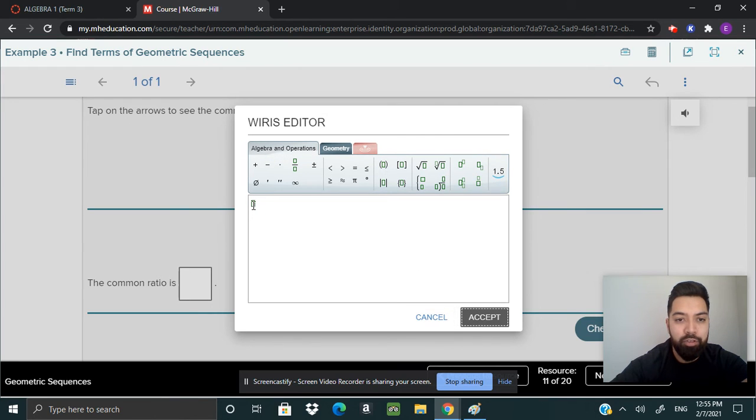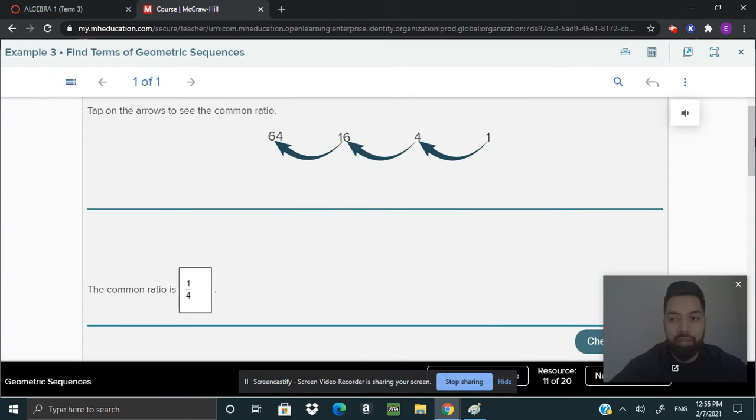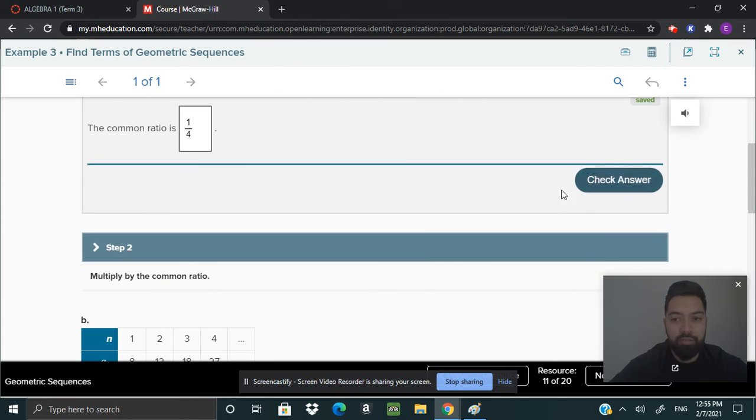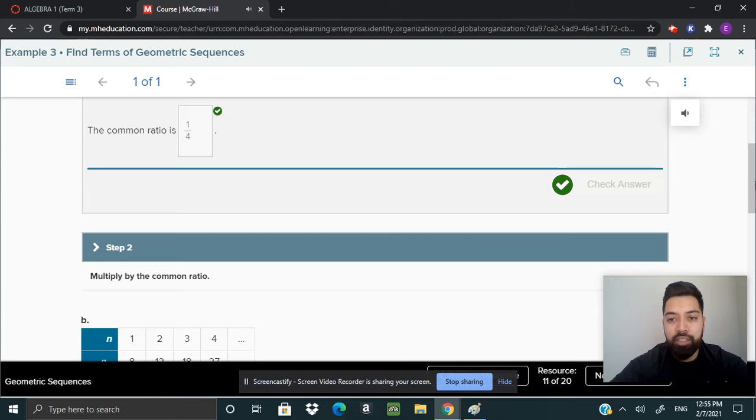Okay, let me try this. 1 over 4. Let's try that. Accept. Does it put it in there? Okay, there we go. So you had to click on that little box that was under it and then check it, and it says it's correct. So that's our common ratio.